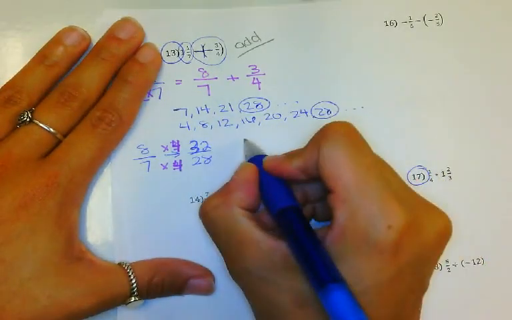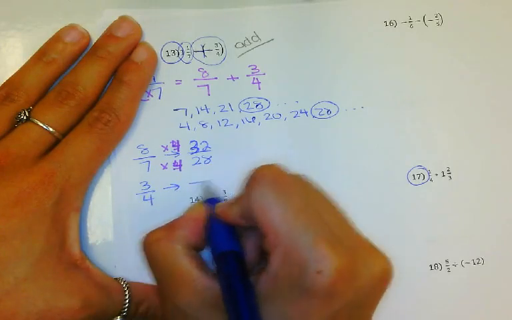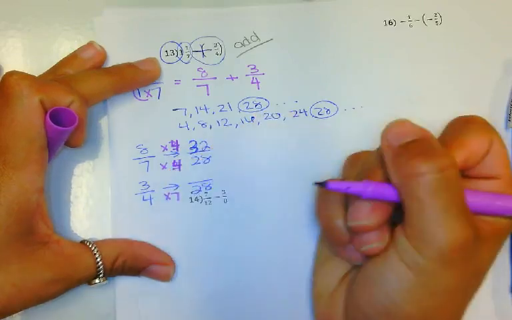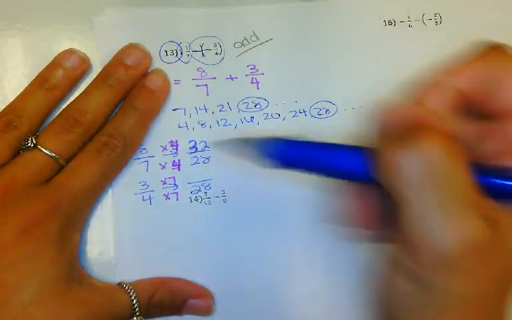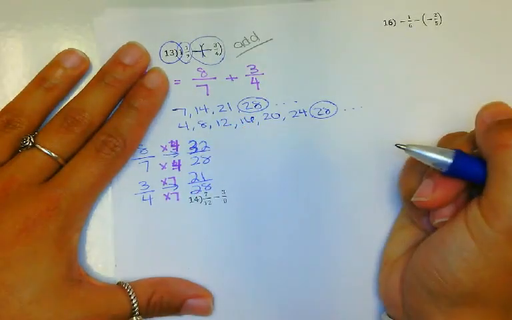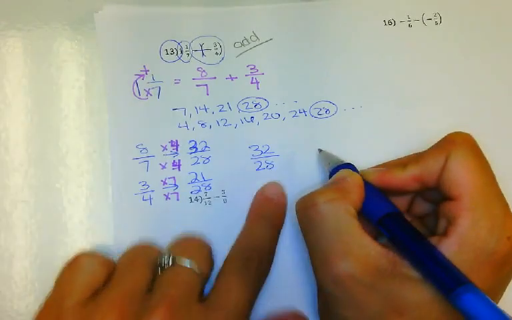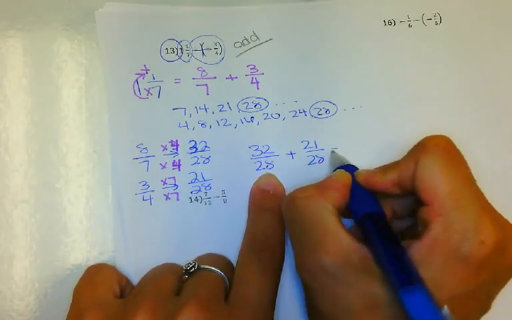Now you do the second one. We have 3 over 4. I need to get 28 on the bottom. So 4 times 7 gives me 28. So I'm going to do the same at the top. And 3 times 7 is 21. So now we have 32 over 28 plus 21 over 28.